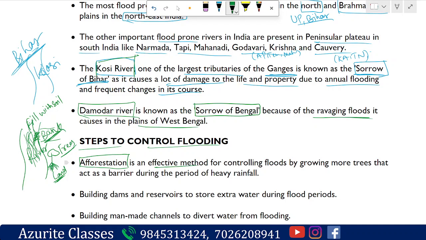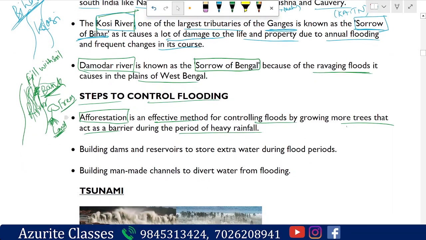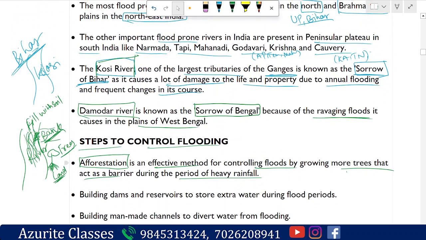That is the effective method for controlling floods: growing more trees that act as a barrier during periods of heavy rainfall. And next is building dams and reservoirs to store extra water during flood periods. If you construct dams, they will be very huge. So if there is more rain and it brings more water, we can store it, so it will not cause problems.